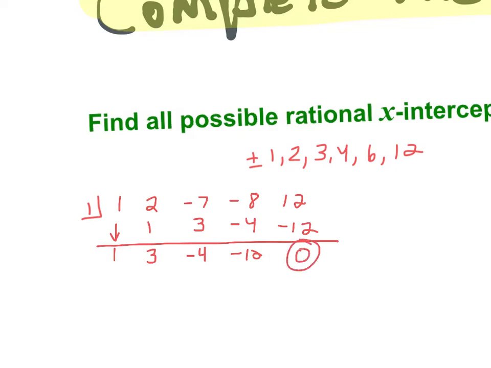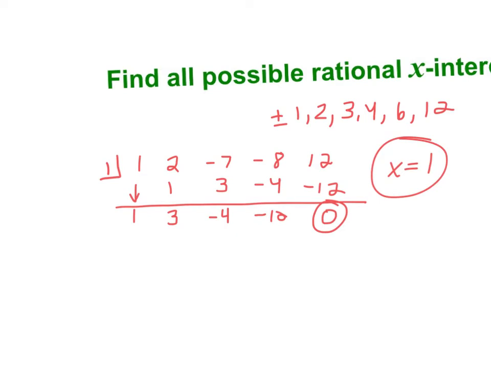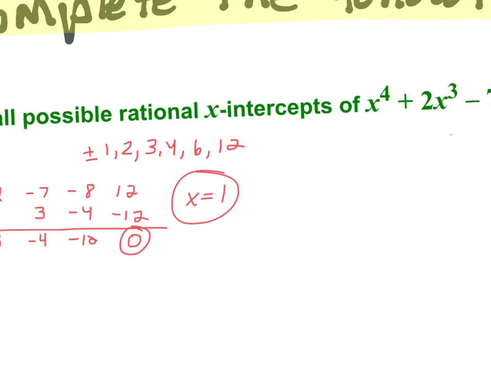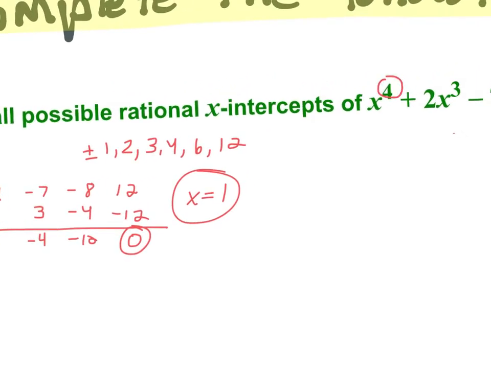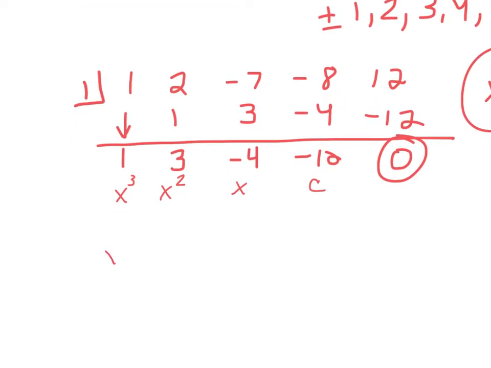So what did you guys just prove? 1 is a factor. So I'm going to go over here on the side and write 1 is a factor. I'm going to circle it so I don't lose it in my work. Then I look and I write my resulting polynomial. Since we started off with x to the 4th, that means I'm going to have 4 answers. My resulting polynomial is going to start off with 1 degree less. So x cubed, x squared, x, and a constant. So I have x cubed plus 3x squared minus 4x minus 12 equals 0.